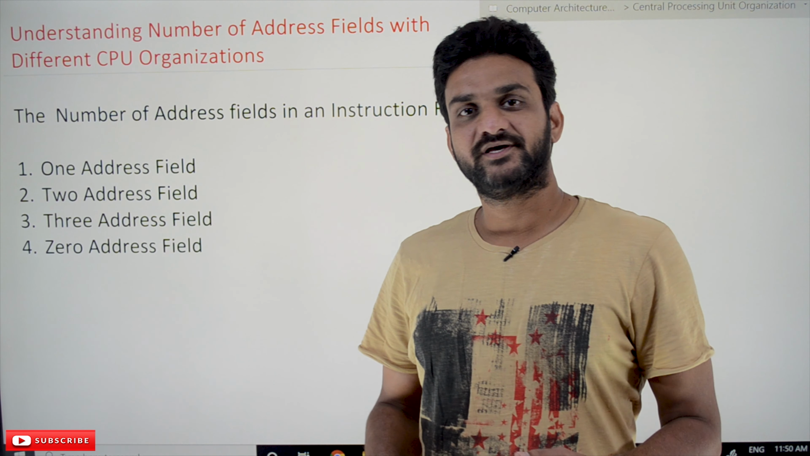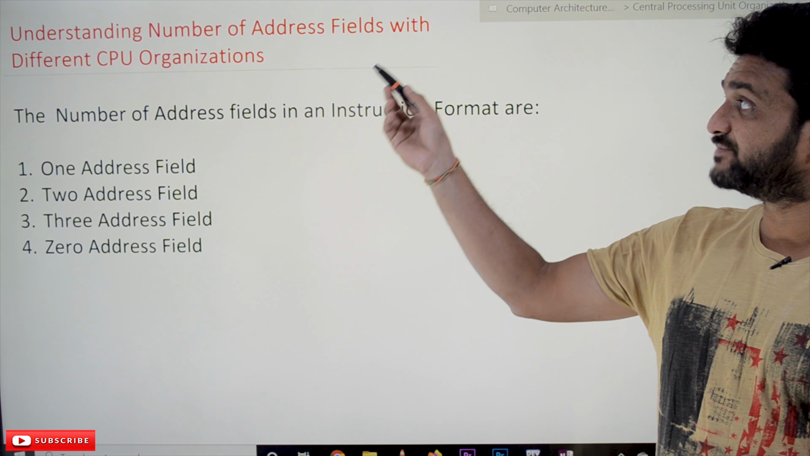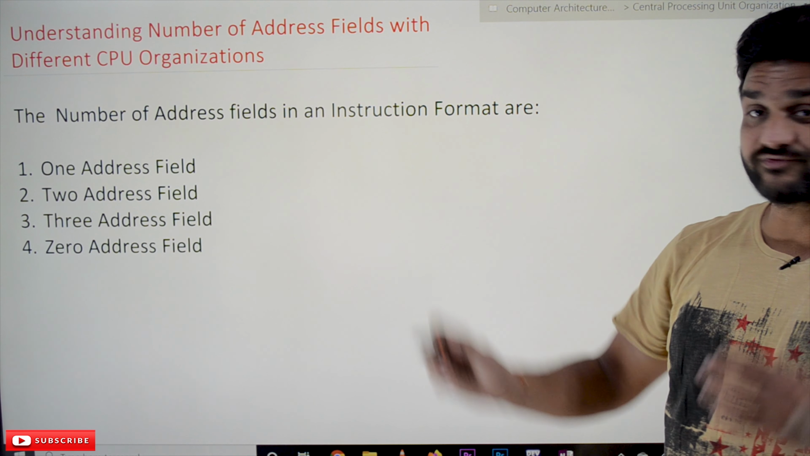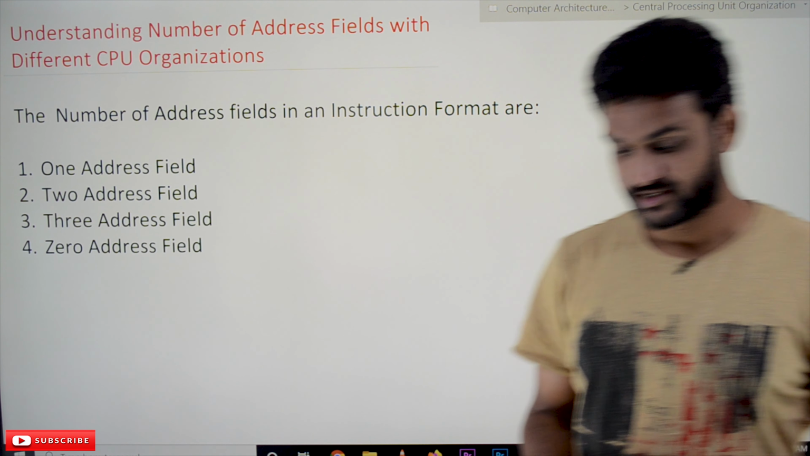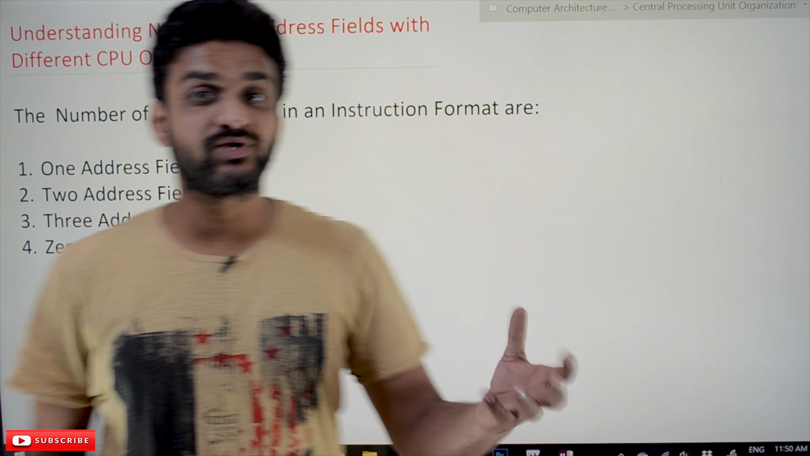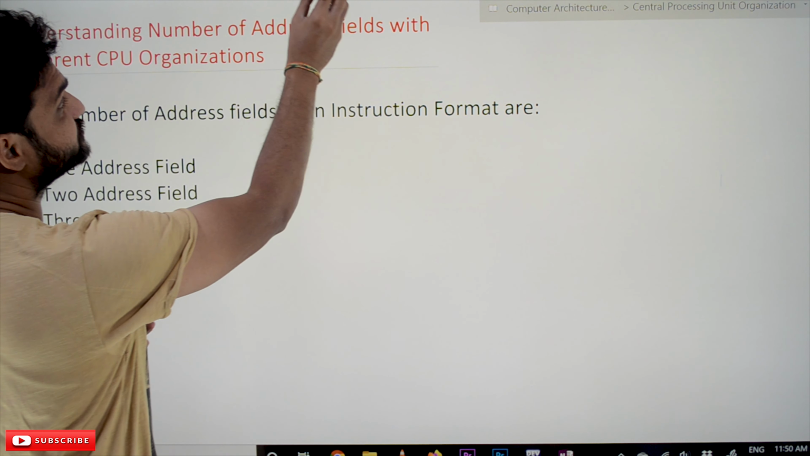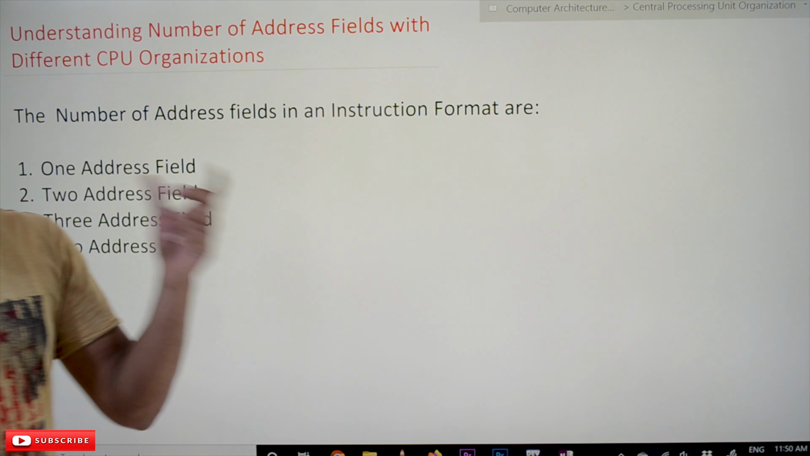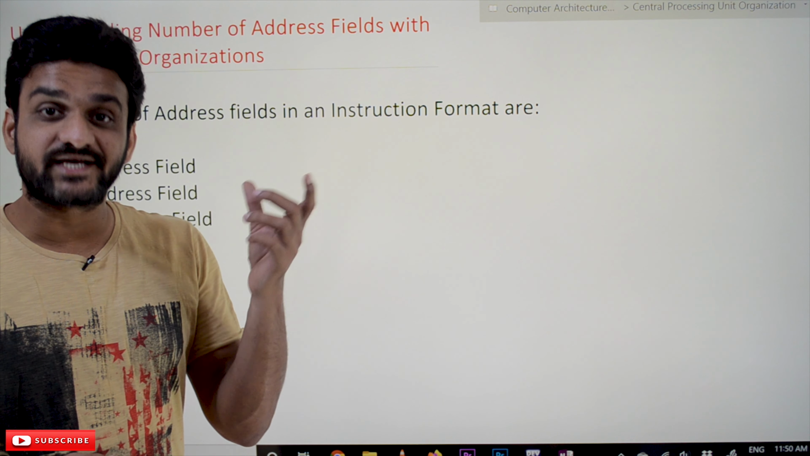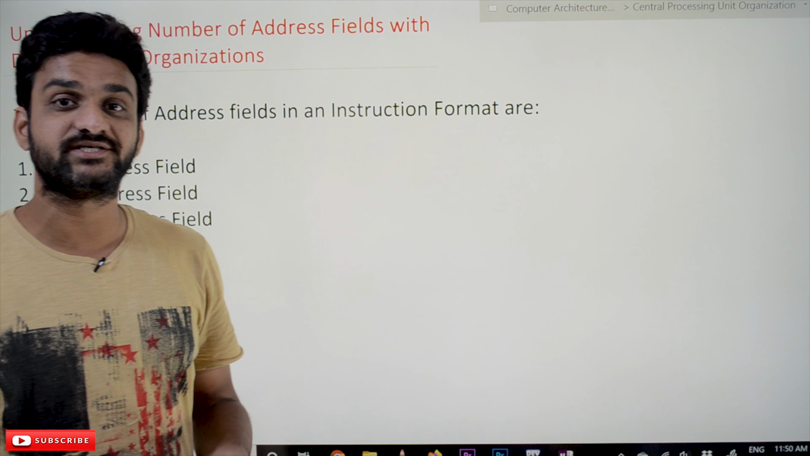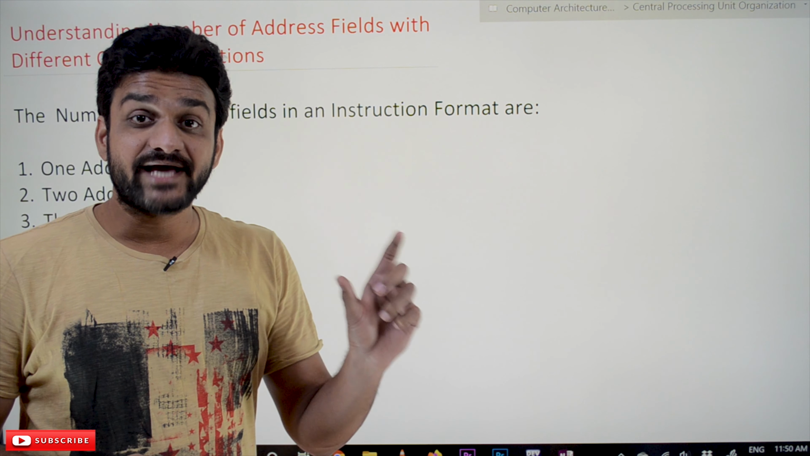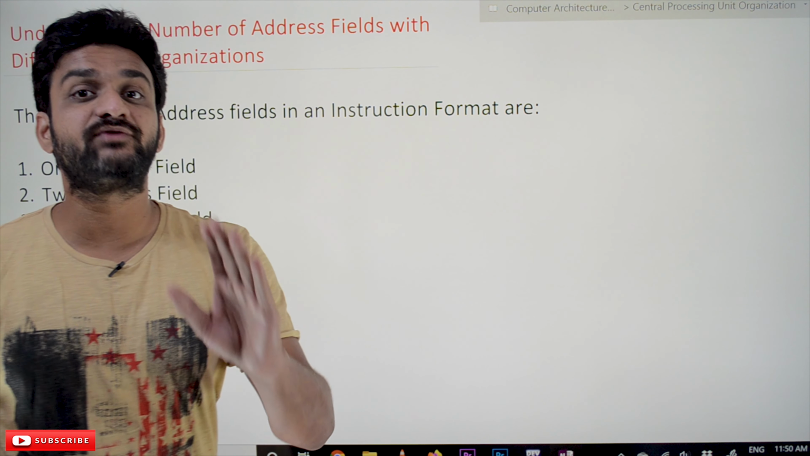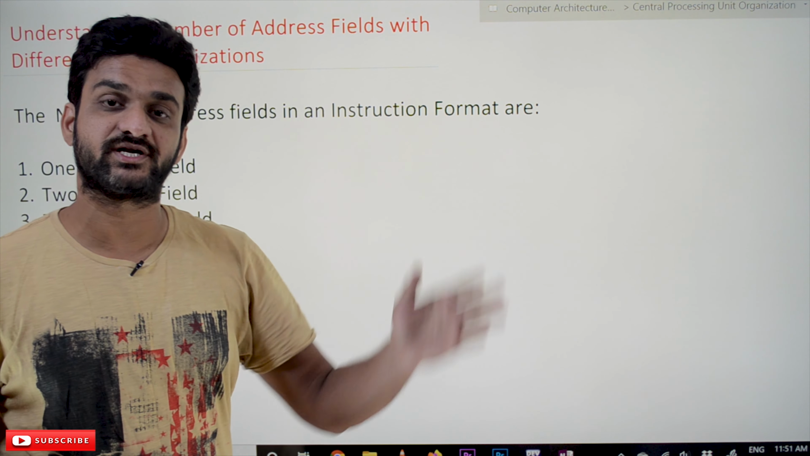I am Vikram. In this class, we will try to understand the number of address fields with different CPU organizations. In our previous two classes, we have covered different types of CPU organizations: one is single accumulator CPU organization, the second one is general register CPU organization, and the third one is stack CPU organization. If you haven't watched those videos, please watch them and come back here.